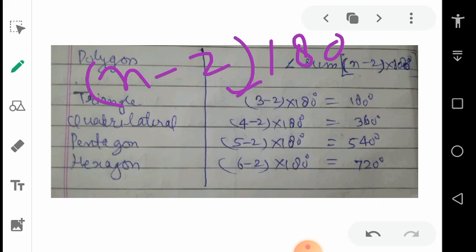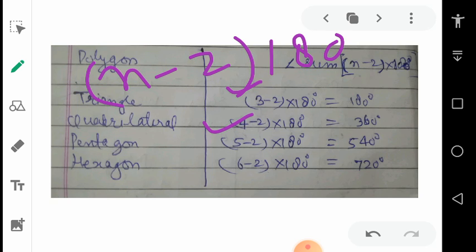Second is the quadrilateral. There are 4 sides, so we write 4 minus 2 into 180, that is 2 multiply 180, and it is 360 degree. And we know that in a rectangle the sum of the interior angles is 360. In a parallelogram also 360. All these are quadrilaterals, whatever it be, the square, the rhombus, the trapezium, the kite, and the angle sum is 360 degree.